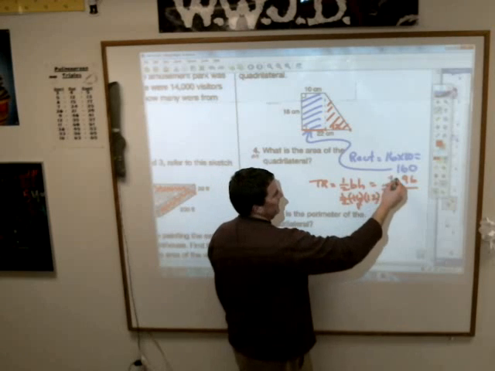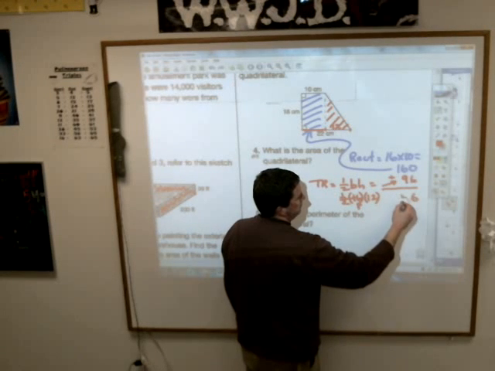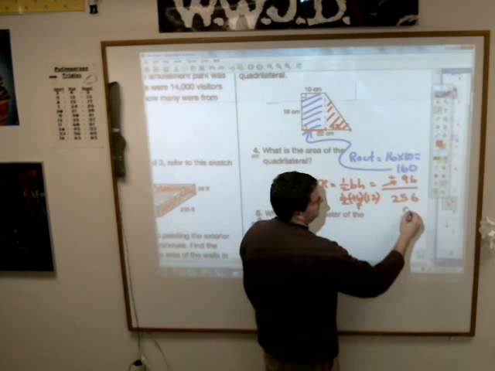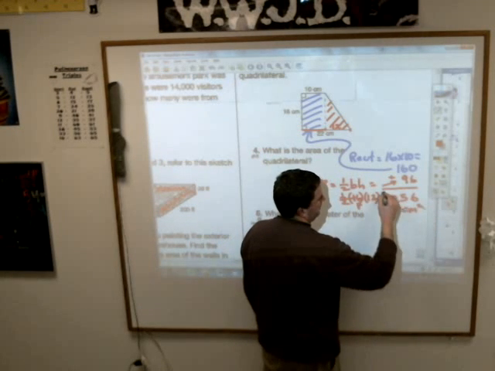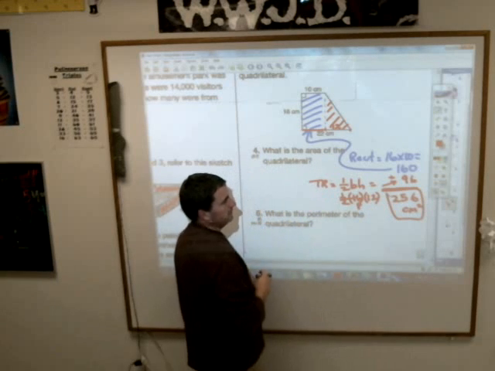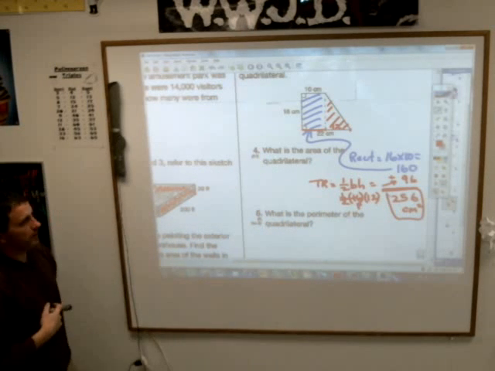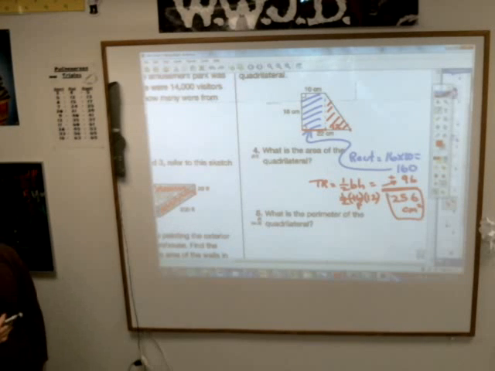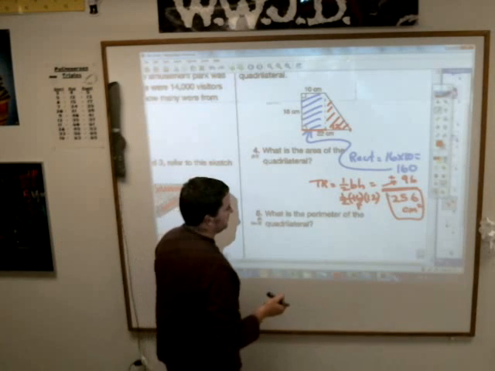Area of both of them put together is 256. Area is always in square units, so it should be in centimeters squared. That would be the area of the whole quadrilateral. Shall I forge ahead to the perimeter while we're on that same subject? Might as well, let's just make sure you got that.